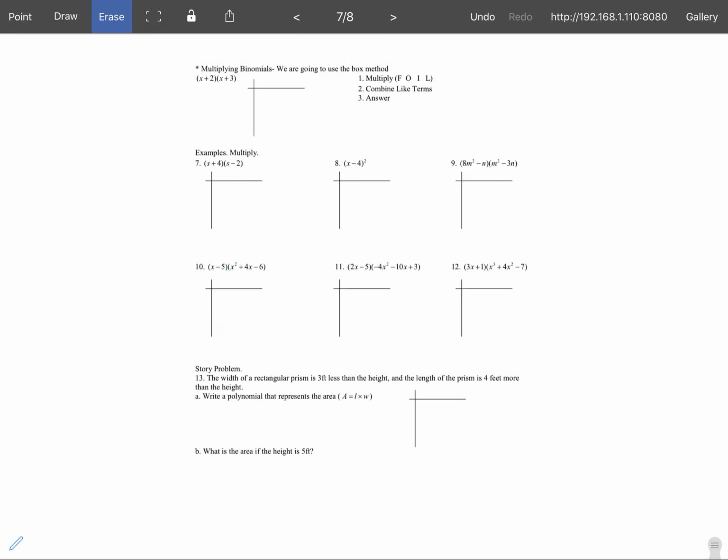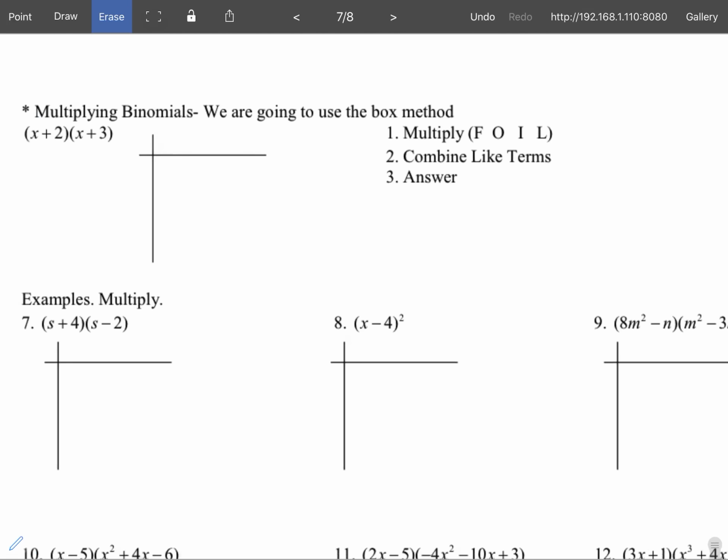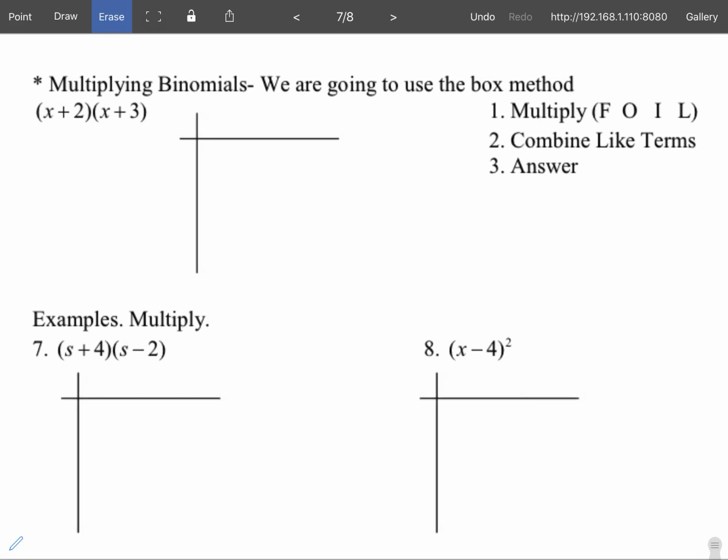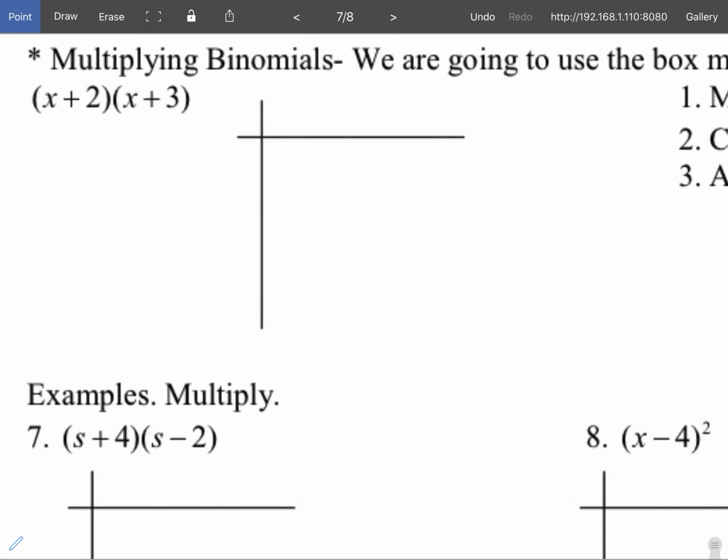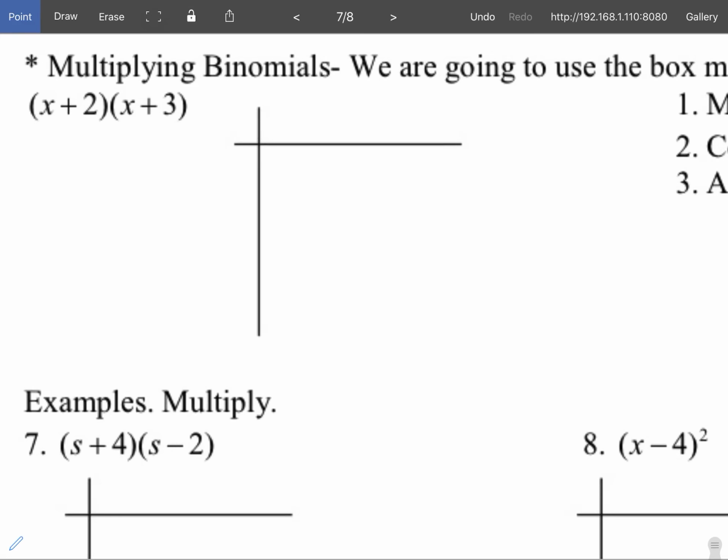So flip it over, and let's look at this example up here. So they say we're going to FOIL. If you look to the right there, it says number 1. The first step is FOIL. FOIL stands for first, outers, inners, last. And then they have this box thing drawn here. I'm not going to use that, okay? So I'll just show you what FOIL is.